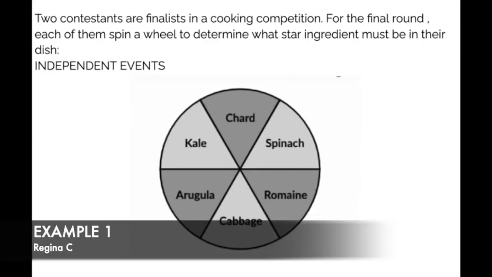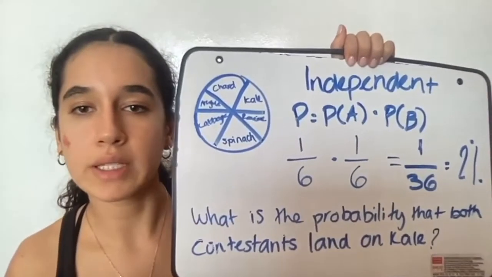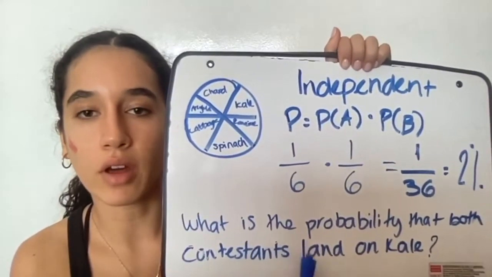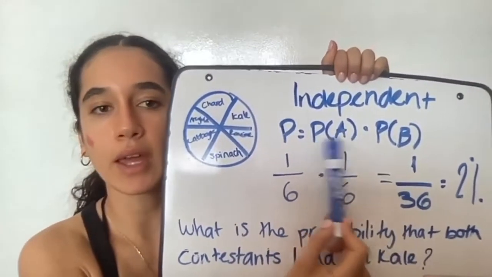2 contestants are finalists in a cooking competition. For the final round, each of them spins a wheel to determine what star ingredient must be in their dish. What is the probability that both contestants land on kale? Both events are independent, since one contestant does not affect the other contestant landing on kale. We know that we must use the independent rule, so the probability of A times the probability of B.